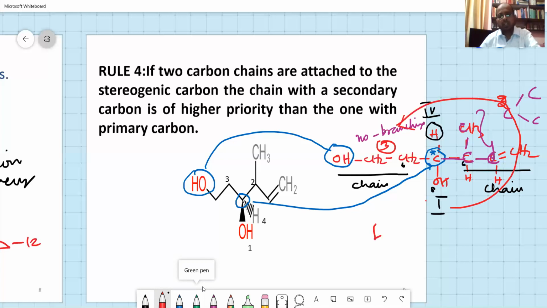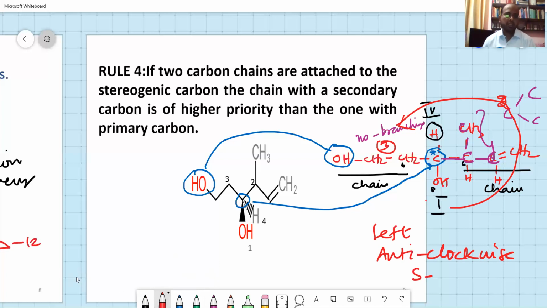So again it is left, anti-clockwise, and therefore the configuration is S configuration. Okay.